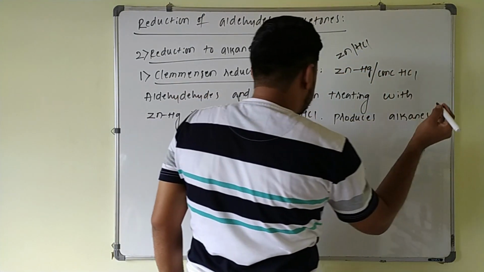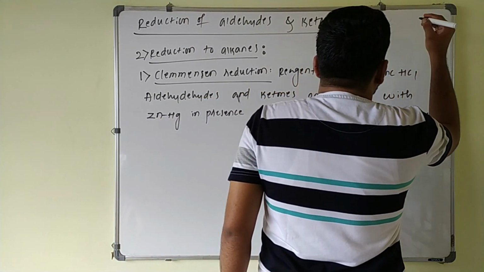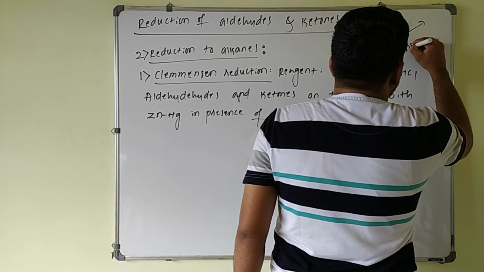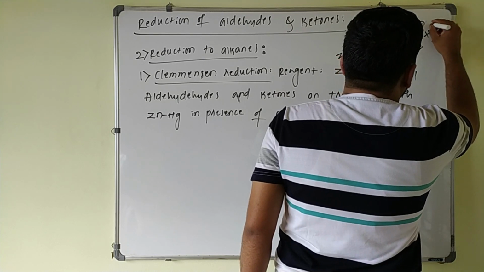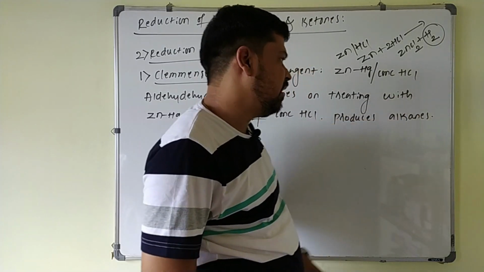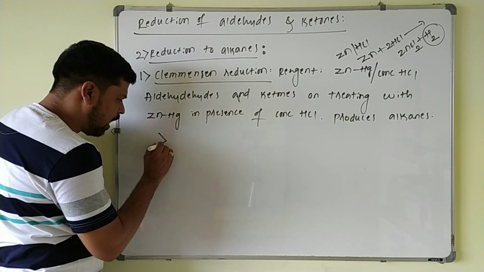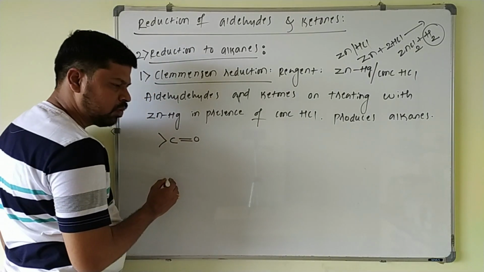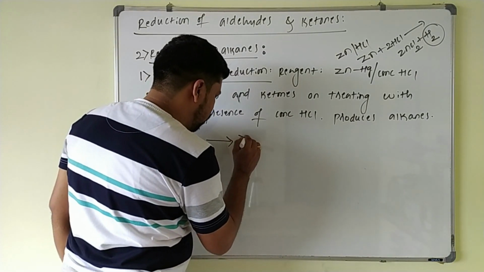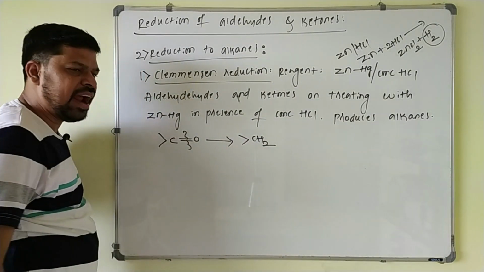So that here what happens? This zinc will react with 2 HCl to form ZnCl2 plus H2 is obtained here. So that this is nothing but a reducing agent. Here hydrogen is obtained indirectly. So always you keep in mind, in this type of reaction only the carbonyl group, C double bond O, is converted into a CH2 group. Oxygen is removed, just two hydrogens are added here.